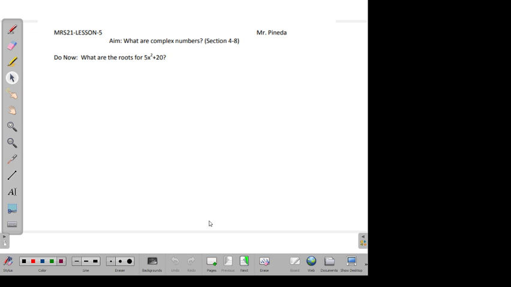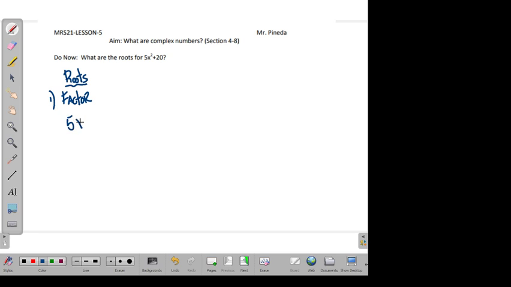Okay, it says here, what are the roots for 5x squared plus 20? Well, let's find out based on the work that we have done so far on the different ways that you can find the roots. So, like I said before, you're going to be following me since I'm recording and I can't really stop for a long period of time. What are the roots? Well, one of the methods that we can use is factorization, right? If it is possible, we can factor. Let's see if that is possible.